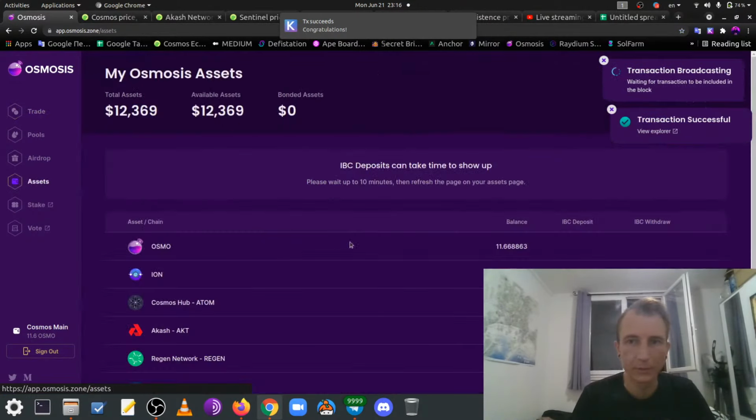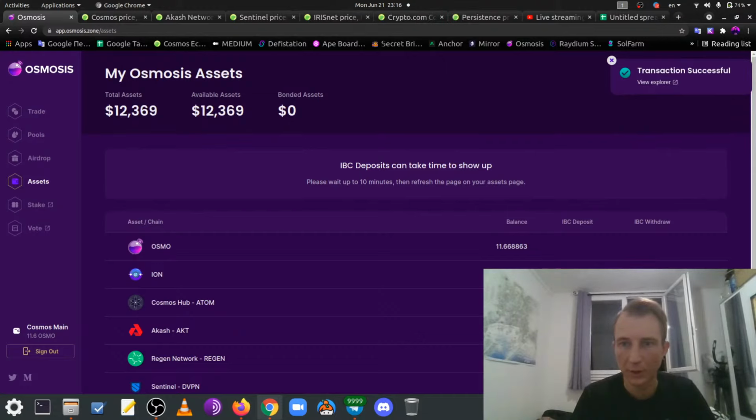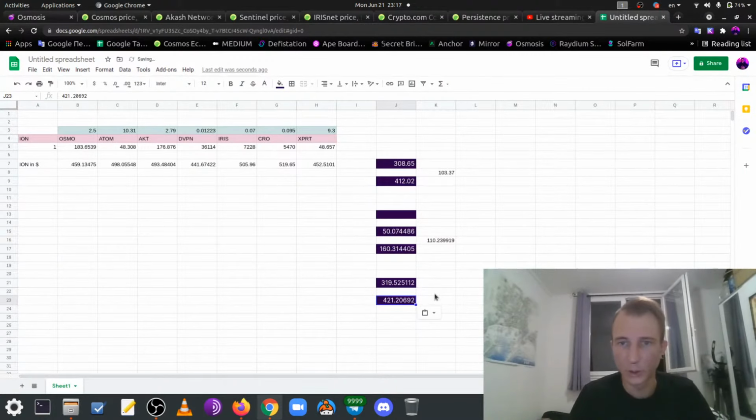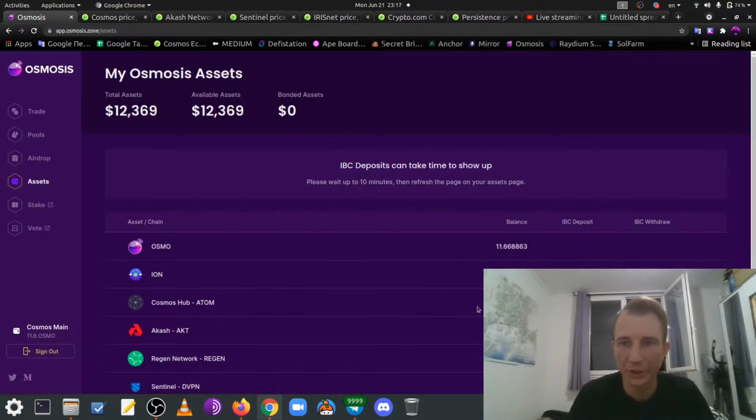Go to trade, choose iris, write max, make swap, approve, go to assets, see this one, $101 and 6. Like every time a little bit bigger and bigger. I don't remember from which amount we began, but now we have more.